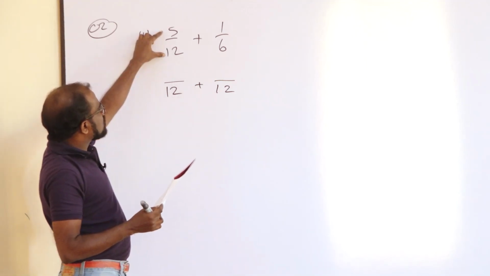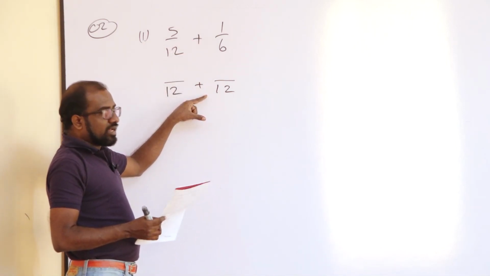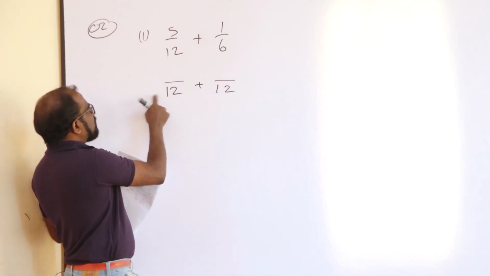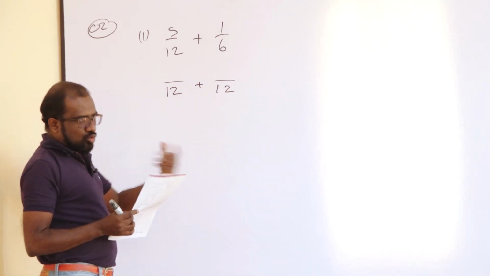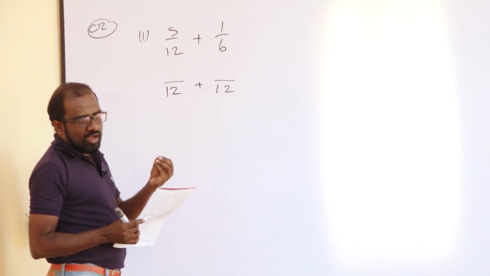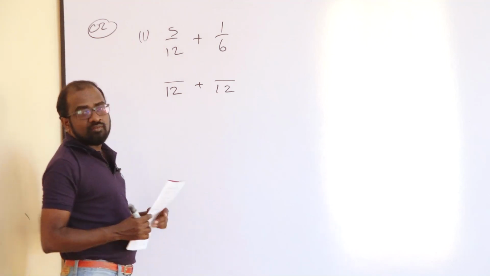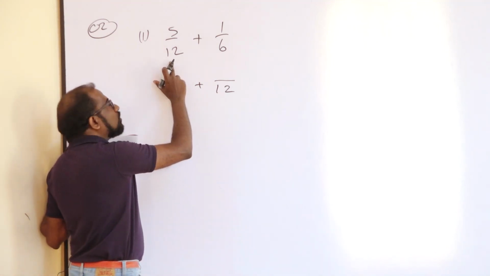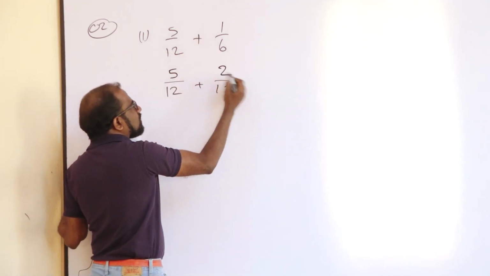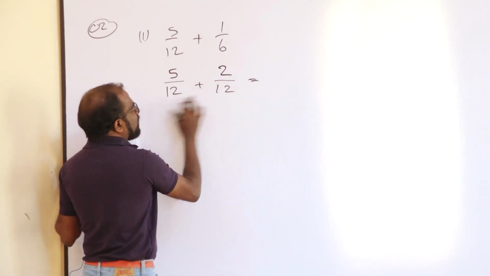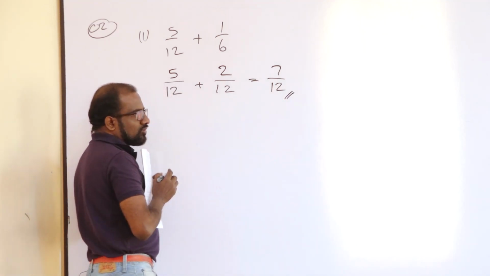Then you have to convert these fractions to equivalent fractions. In the grade 5 scholarship classes, you multiply by 1, multiply by 2, but you don't have to do that. We use a shortcut: divide by denominator, multiply by numerator. 12 divided by 12 is 1, 1 times 5 is 5. 12 divided by 6 is 2, 2 times 1 is 2. So now we have a common denominator 12. 5 plus 2 is 7, 7 over 12, right?